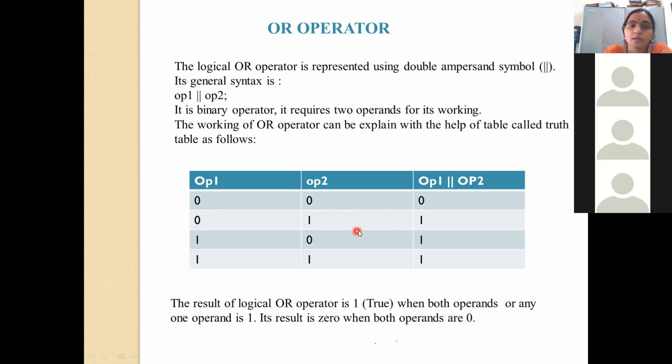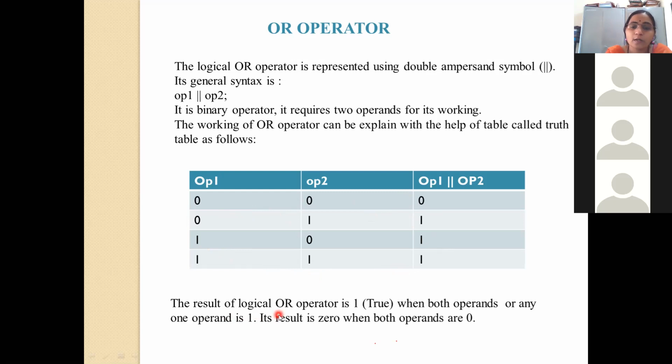So 0 plus 0 is 0. This is a very short way to remember. Otherwise, we have to remember the rules. If both of the inputs are false, then you will get the result false. Or if any one of the inputs is true, then you will get the result true. So instead of that, in short form, remember that OR means plus. And it's very simple. 0 plus 0 is 0, 0 plus 1 is 1, 1 plus 0 is 1, 1 plus 1 is 1. Okay.